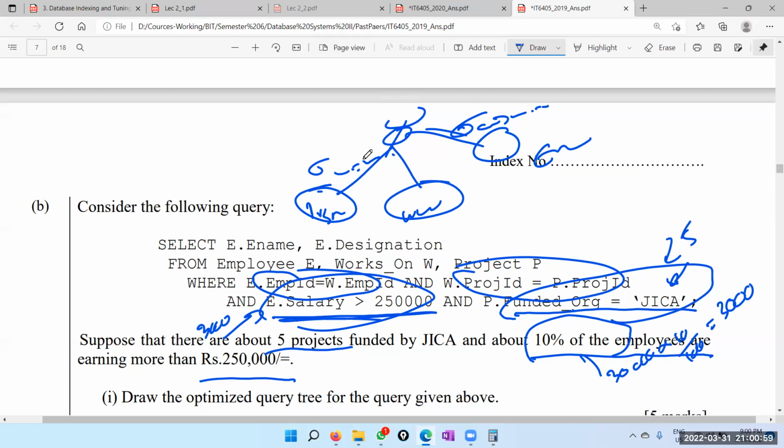Here also, if needed, you can do some pi, because you don't need unnecessary details about the project and works on. So here also you can do the pi. Then at the end you keep only the required things, that is employee name and employee designation, because the employee table has some other fields as well. You can get rid of those. Here also there's another set of pi you can do, after sigma, and also after joining. Okay, so that is my one.